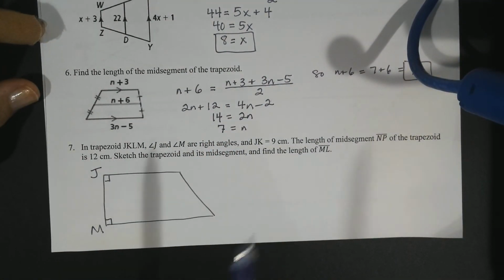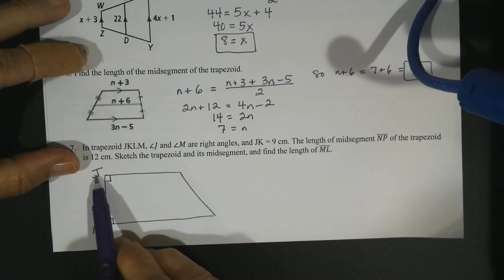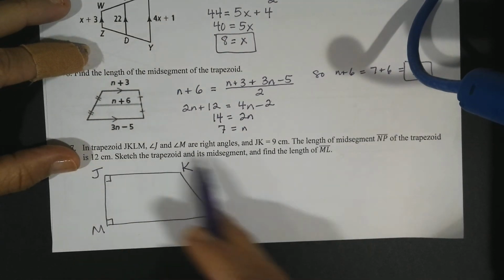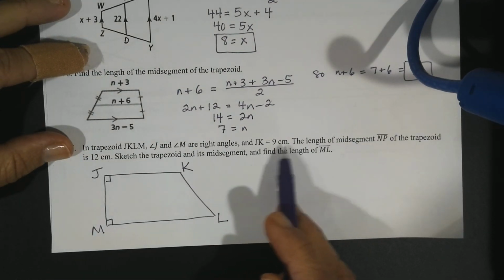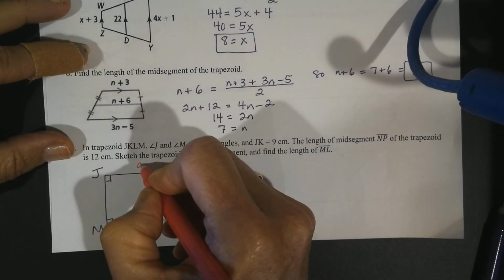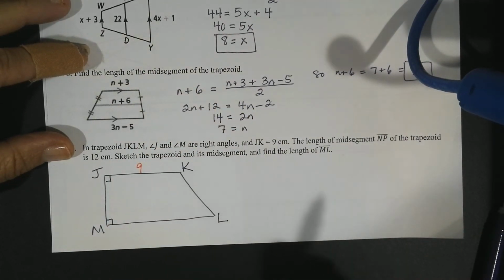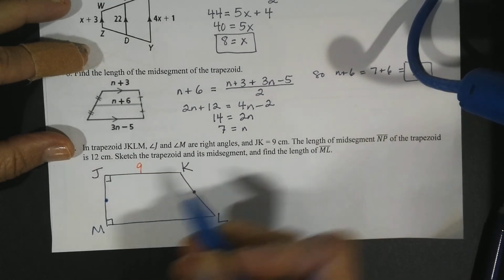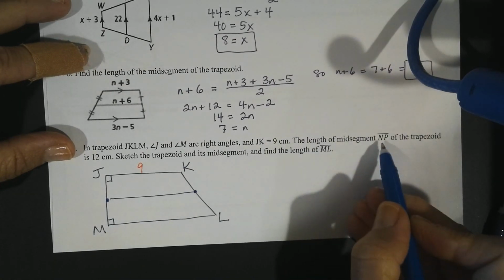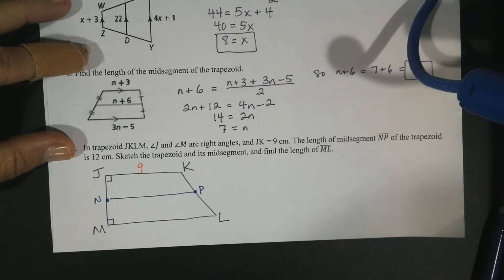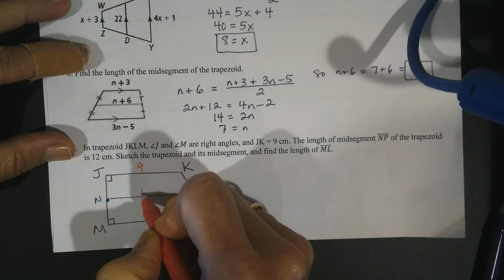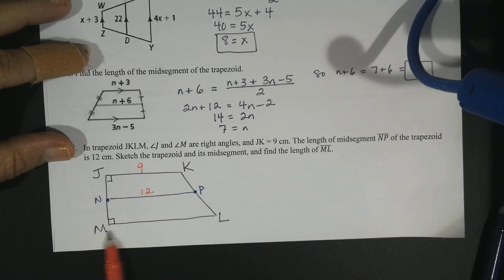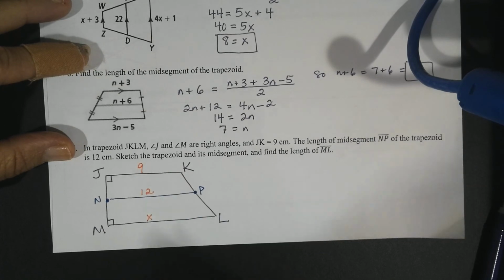But it does matter what direction you go in. You need K and L. So K has to follow J, has to be here, and L has to follow K. So it has to go this direction. And it's telling me JK is 9. Let me mark this as 9. It's also telling me I have a mid-segment. Again, I'm sketching it. So my mid-segment is NP, and that is 12. Sketch the trapezoid and find ML. So this is what I'm looking for. This will be my X.